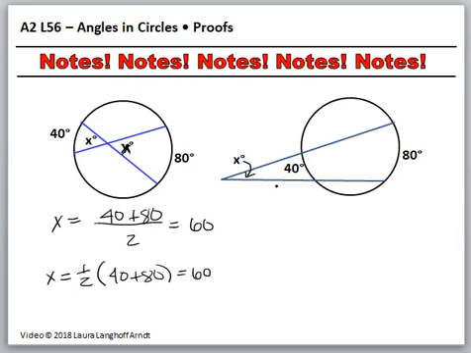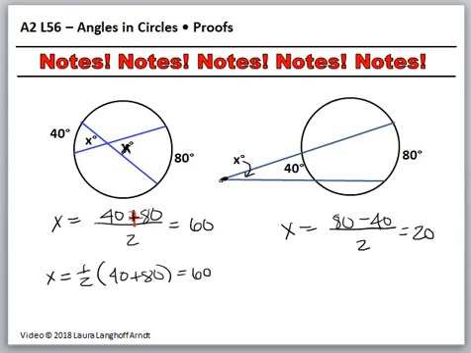So the question is, what happens if they intersect outside the circle? Well, if they intersect outside the circle, the measure of the angle formed is 1/2 the difference of the measures of the intercepted arcs. So for this one, you see, it's half of the sum if they're inside, but if they're outside, then X equals 1/2, I'm going to divide by 2, of 80 minus 40, and that means that we're going to get 20 degrees. So X is 20 degrees.